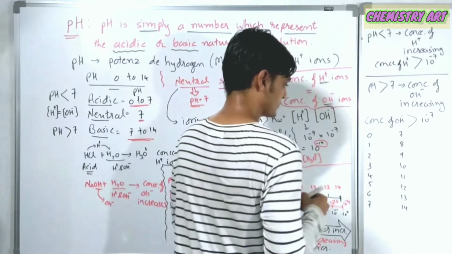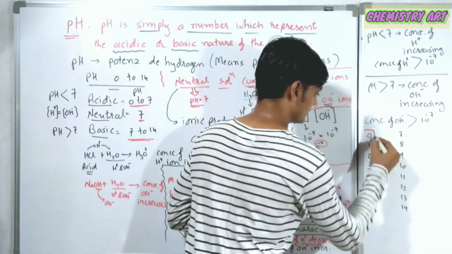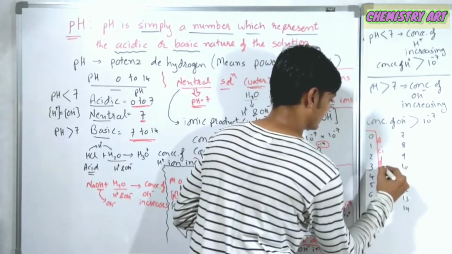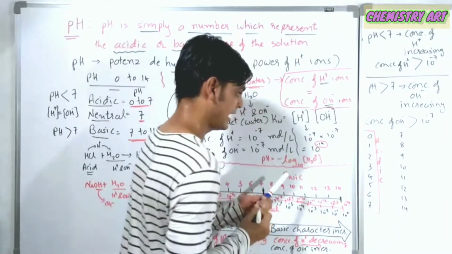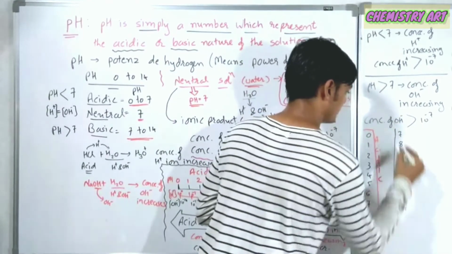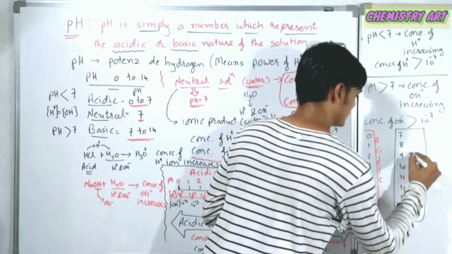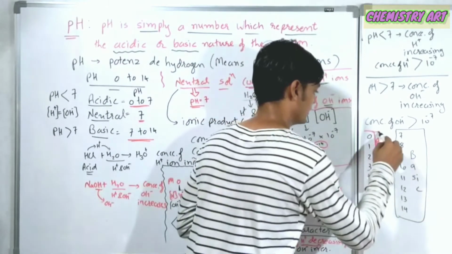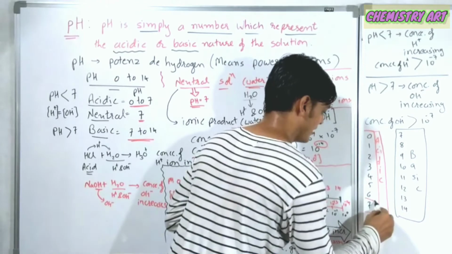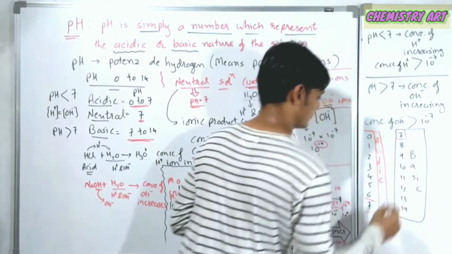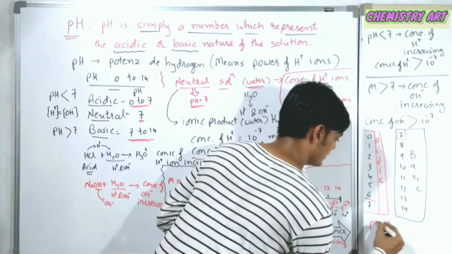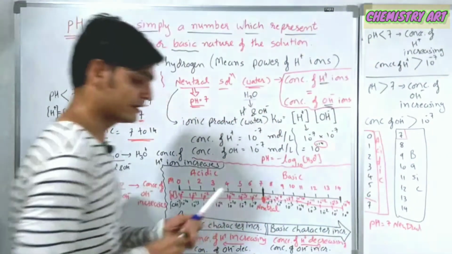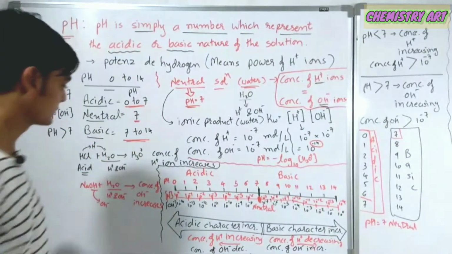So first of all, these are acidic, and these are basic. Acidic pH and basic pH. But 7 is neutral. When pH is equal to 7, it is called neutral. And which are the strong and which are the weak?